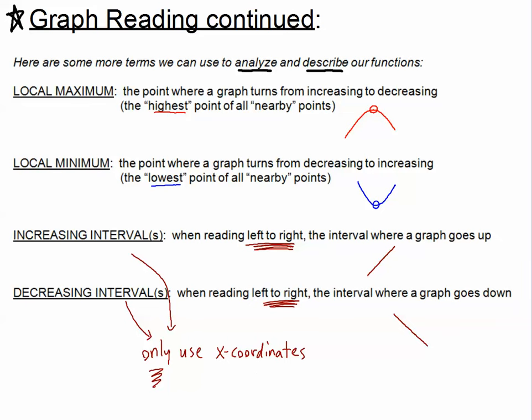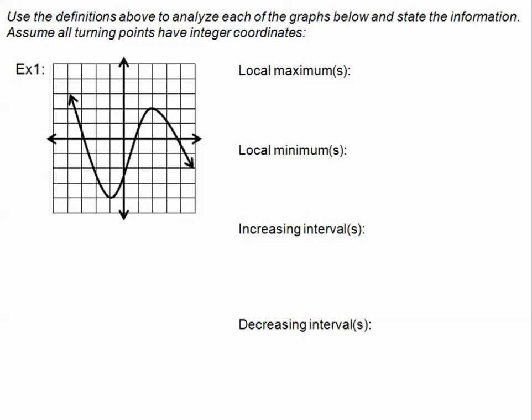Okay, now that we've seen some vocabulary, let's get started with our first example. Use the definitions that we just learned to analyze each of the graphs and state the information. Assume all turning points have integer coordinates. Again, if it looks like it crosses at a nice value, then we're going to assume that it is. It's not a decimal or a fraction or anything like that.